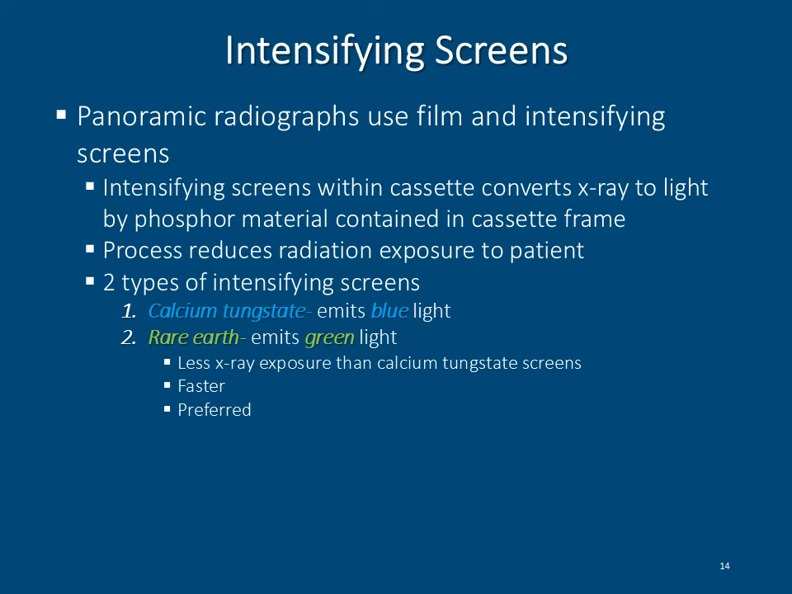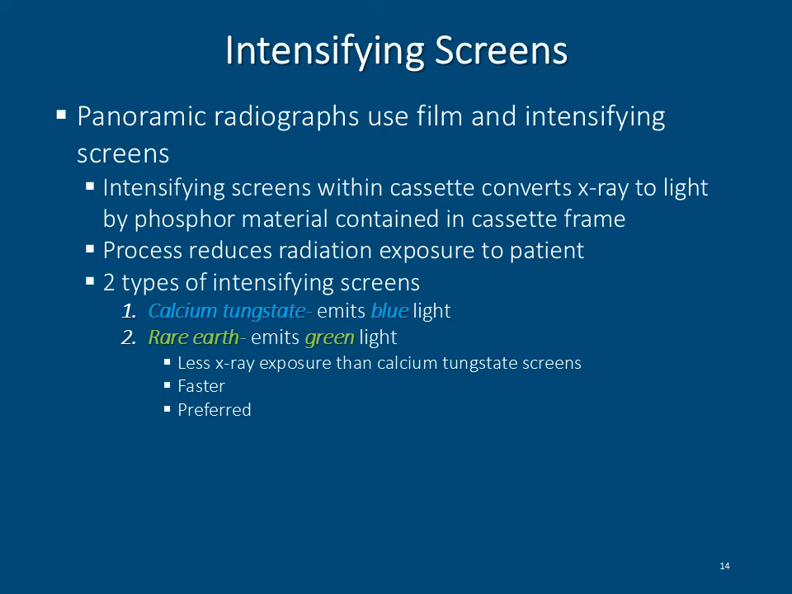When panoramic radiographs are exposed, the type of radiation that exposes the film is not direct. It is an indirect process which uses intensifying screens within the cassettes. The intensifying screens convert the radiation to light, and the phosphorescent material, which is contained within the cassette frame, exposes the film. The process reduces the amount of radiation to the patient.